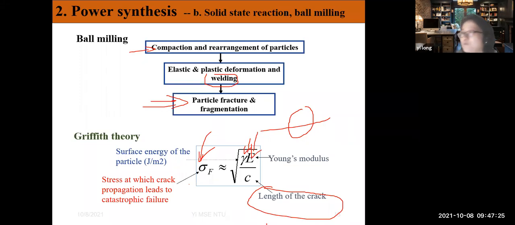More difficult, right? It will be more and more difficult to make it become smaller because the stress needed is going to be higher. Sorry, it's higher and higher. Okay, so this one just shows you it's not easy to get very small particles. The science behind it is what we call Griffith's theory, and these equations we're going to learn a lot in week 4 and 5.